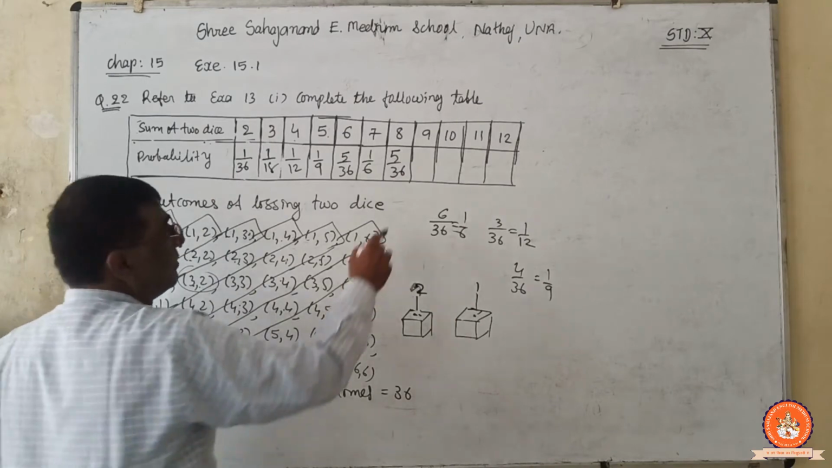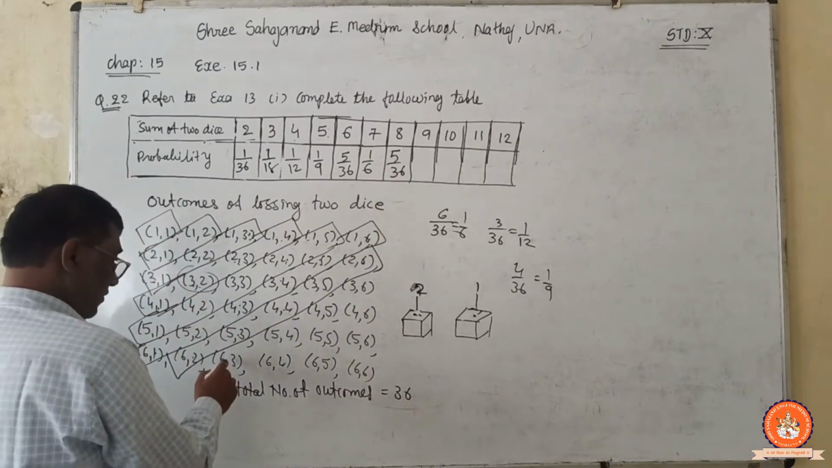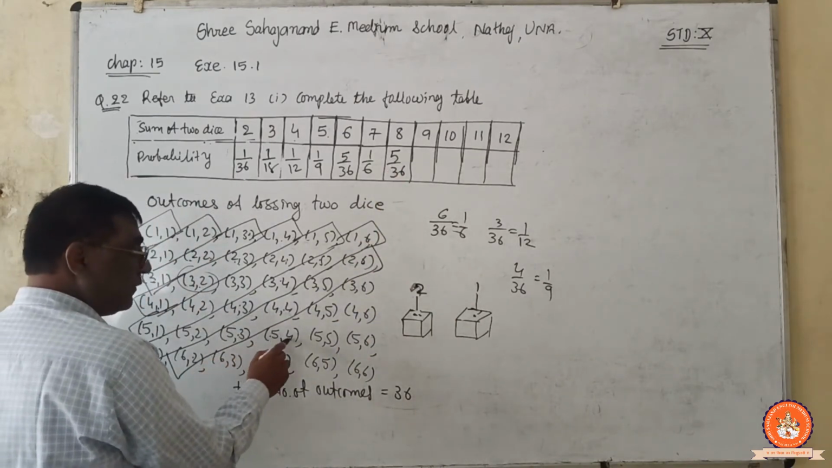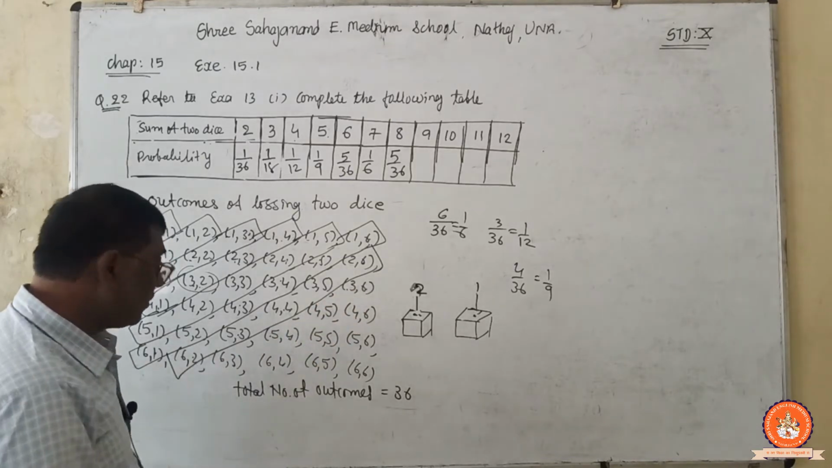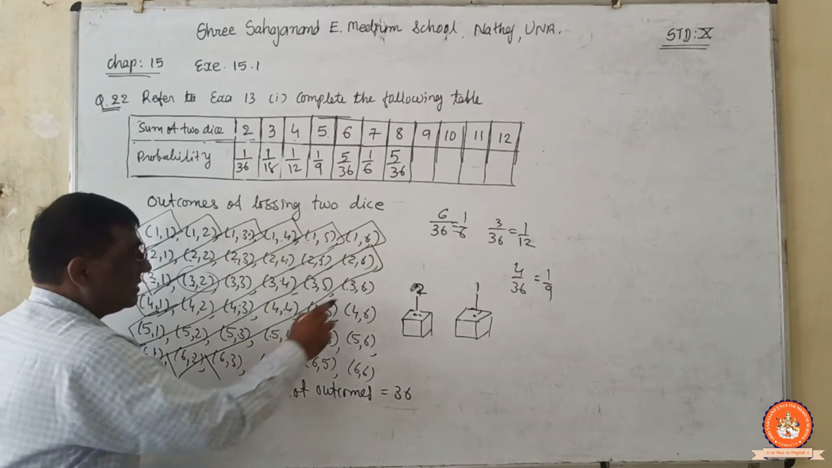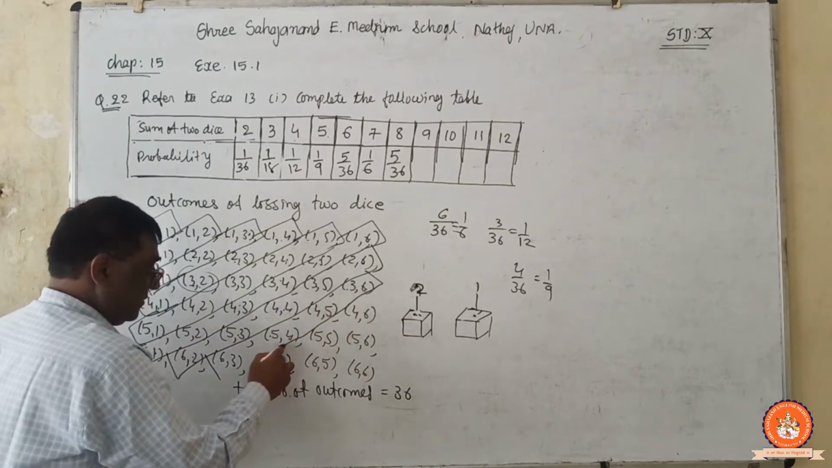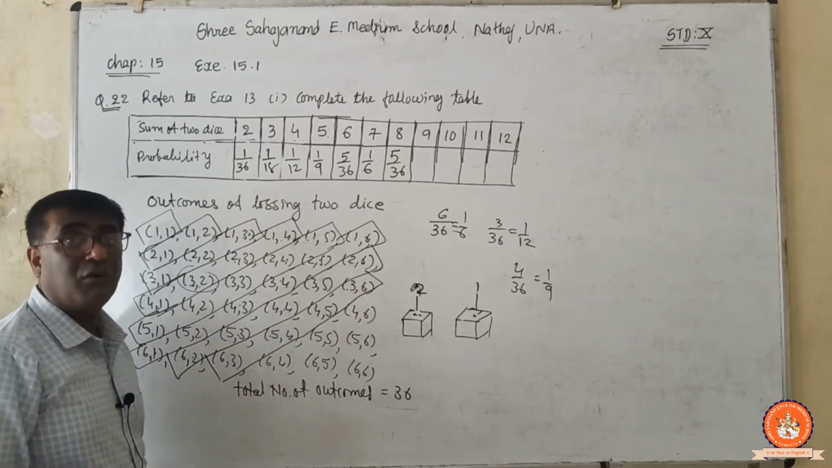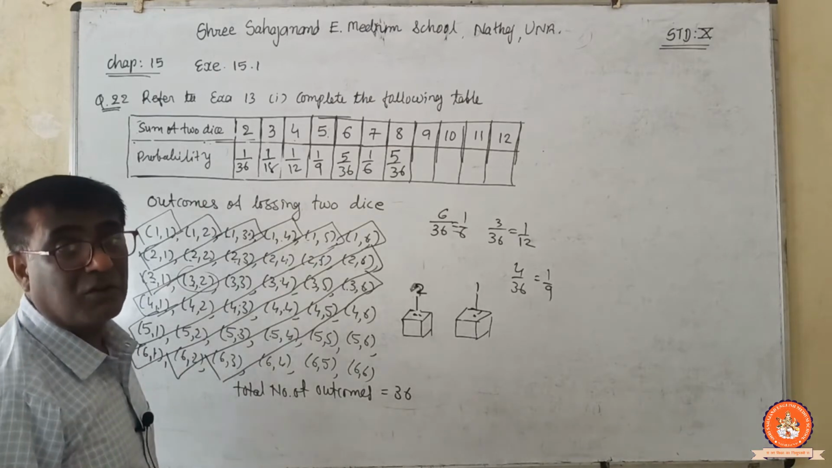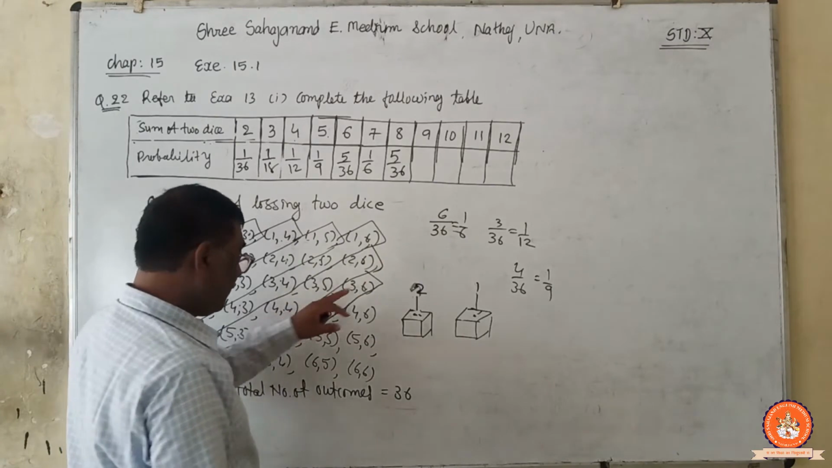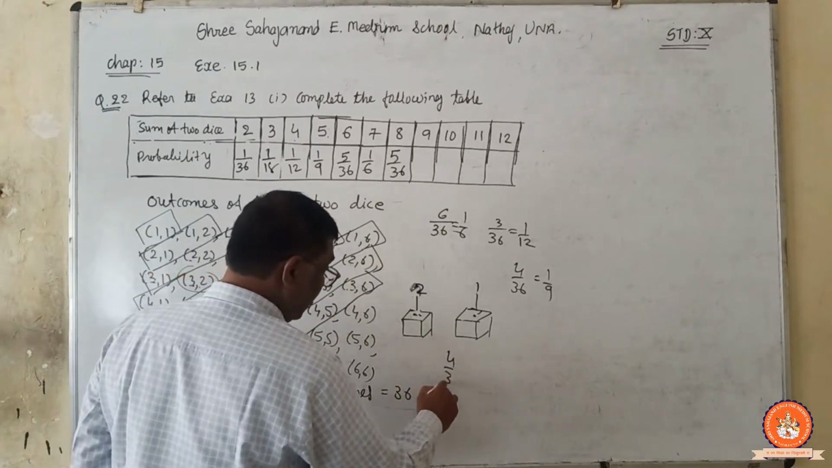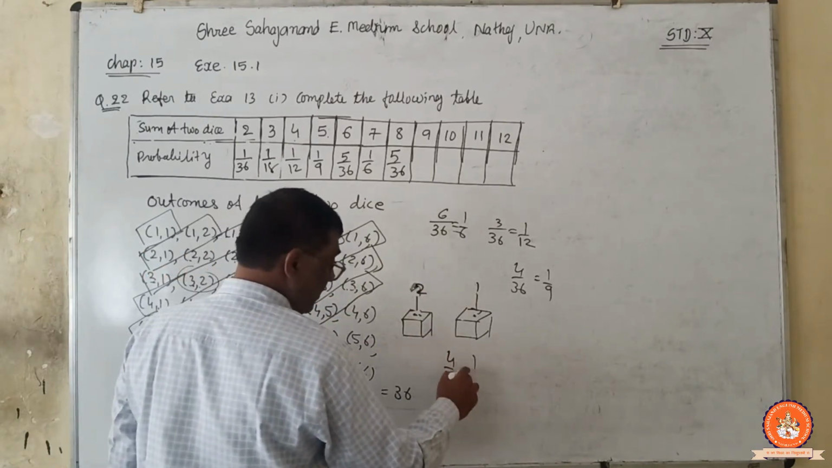Now the sum of two numbers is equal to 9. 6 and 3, 9; 5 and 4, 9; 4 and 5, 9; 3 and 6, 9. So these 4 outcomes are favorable to this event, that the sum of two numbers on the upper face of both the dice is equal to 9. So there are 4 favorable to it. So 4 upon 36, it's 1 upon 9.